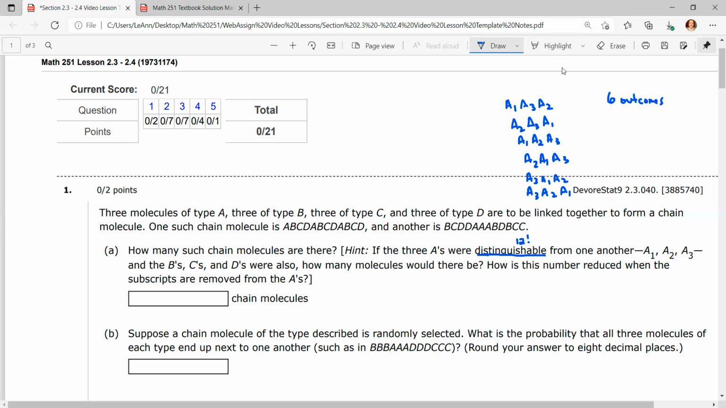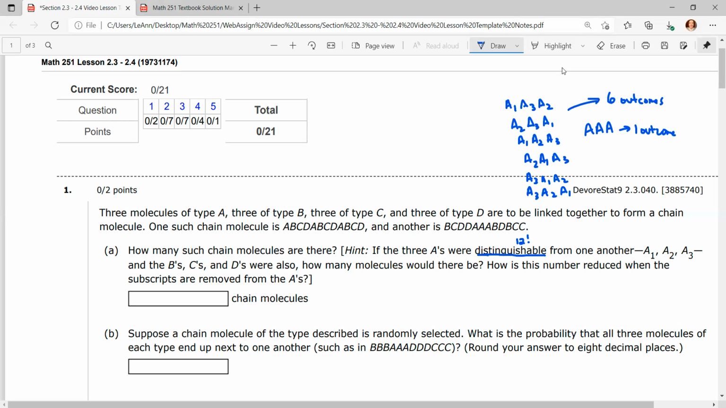But if they're not distinguishable, in other words, what if they were just all just A? There's no difference between AAA and AAA. It's the exact same thing. So what we'll find is that that's just one outcome. Well, how are those two things related? And this is permutations of what we call duplicated elements. That's what this really is.